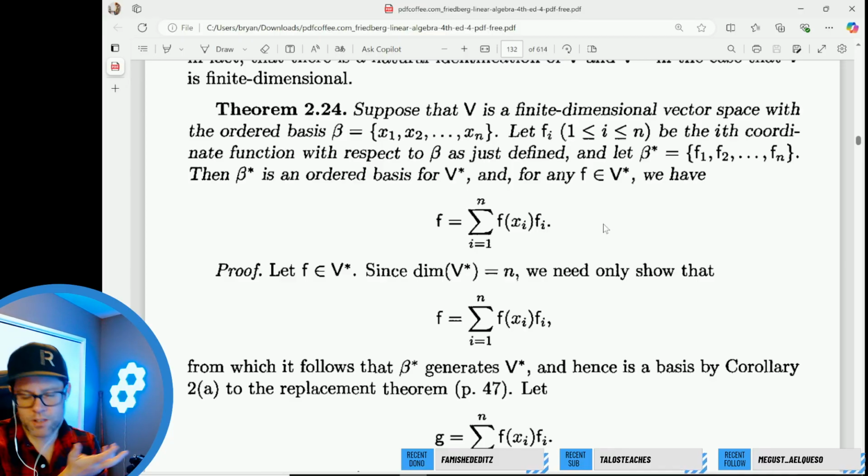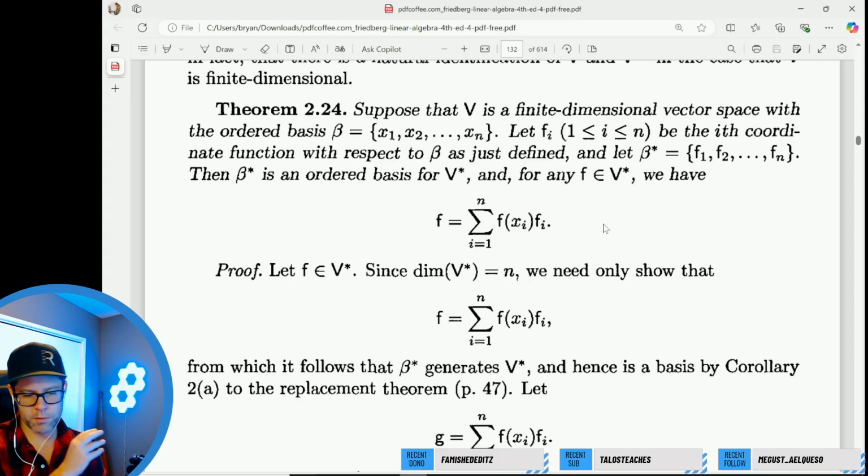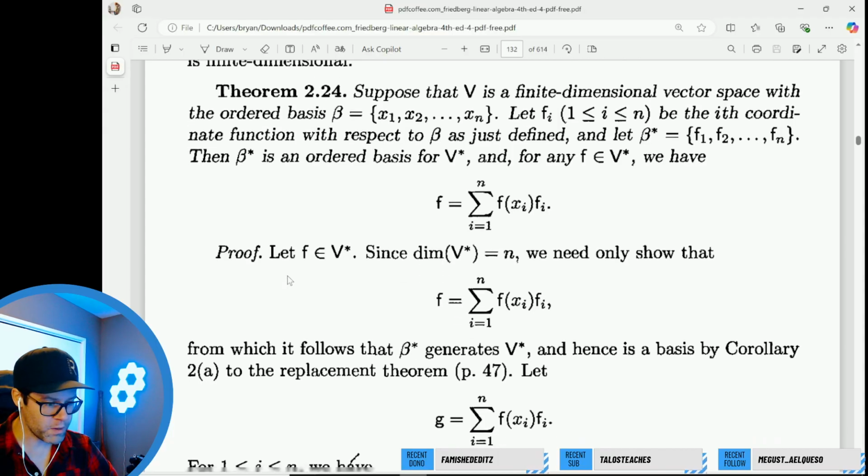So it's trying to get any linear functional as a linear combination. Okay, so I mean, this shouldn't feel super surprising, because if beta star is a basis, every linear functional in that space should be able to be written as a linear combination of these basis vectors. It's just that these basis vectors could look a bit funky because they're linear functionals. Let's take a look at the proof because I'd like a little bit of clarity on why this is a basis. If it's a basis, I know that I can write this expression.